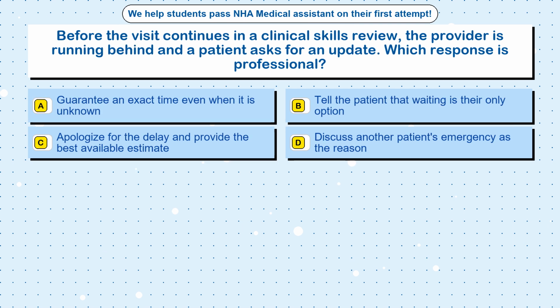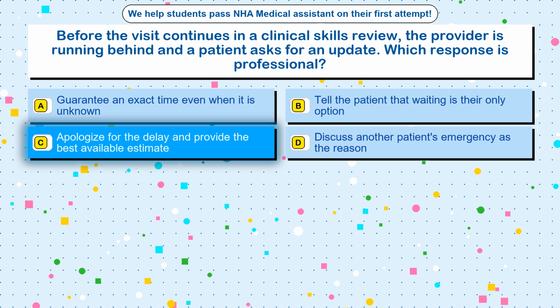Question 23. Before the visit continues in a clinical skills review, the provider is running behind and a patient asks for an update. Which response is professional? Option A. Guarantee an exact time even when it is unknown. Option B. Tell the patient that waiting is their only option. Option C. Apologize for the delay and provide the best available estimate. Option D. Discuss another patient's emergency as the reason.